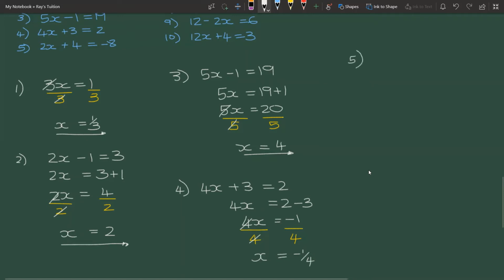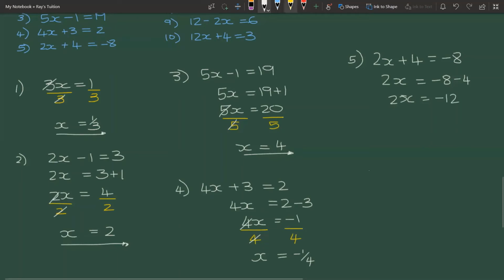Number 5, we have 2x plus 4 is equal to minus 8. Again, we're going to take over that 4. So the minus 8 stays the same because we haven't moved it. But this plus 4, when we take it over to the other side, it becomes negative 4. So the 2x is equal to negative 8 minus 4, which is minus 12.